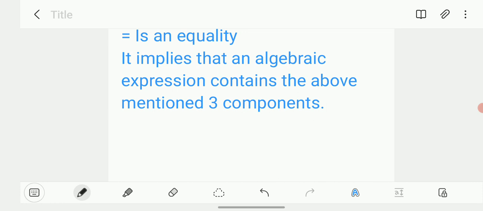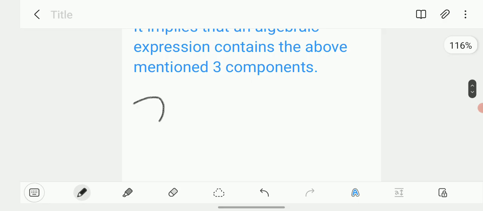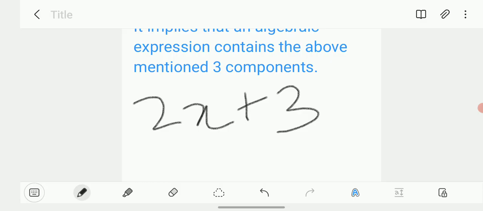Okay, 2x plus 3 is an algebraic expression. What is the definition of expression? Terms are added to give an expression. Only terms are added. Two terms are there. 2x is a term, 3 is also a term.